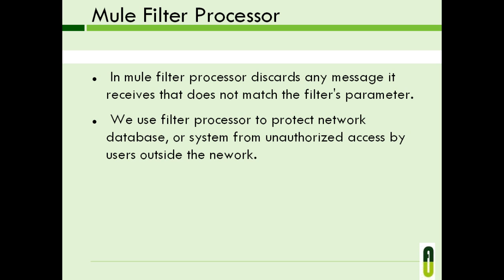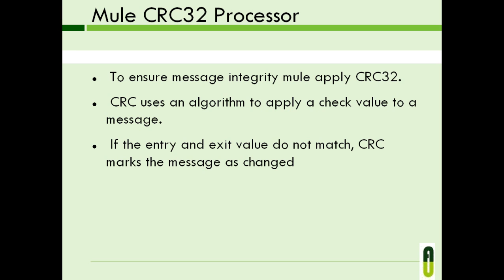Next one is CRC processor, Mule CRC32 processor. Mule can apply a cyclic redundancy check to a message to ensure message integrity. CRC uses an algorithm to apply a check value to a message when it enters a system and verifies the value when the message leaves the system. If the entry and exit value do not match, CRC marks the message as changed.